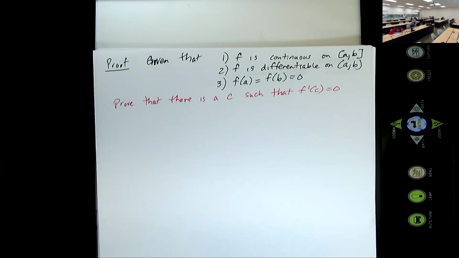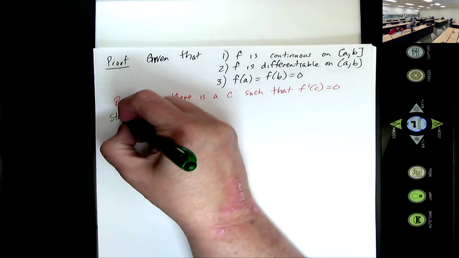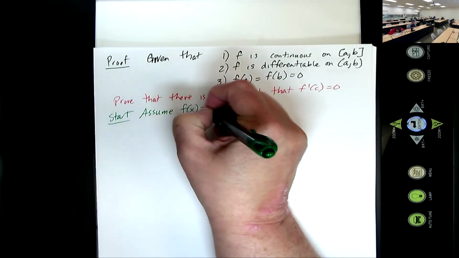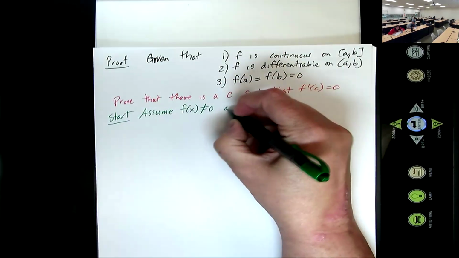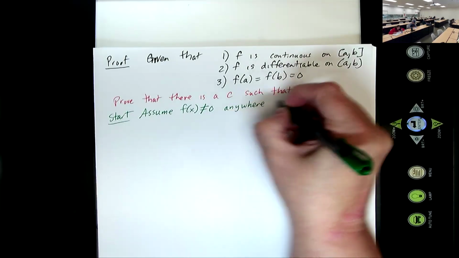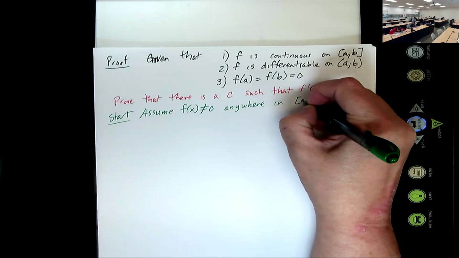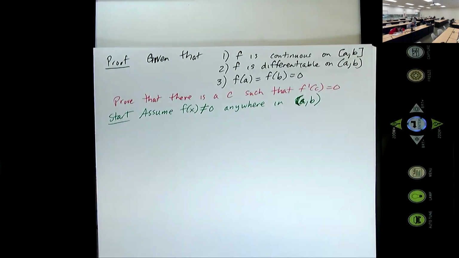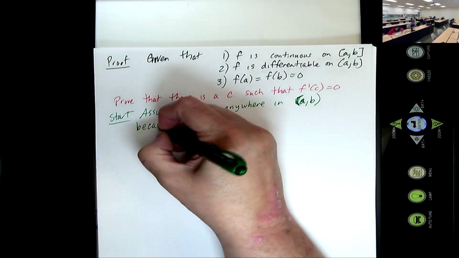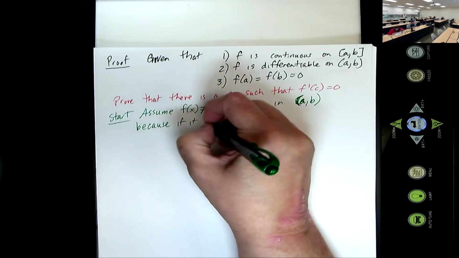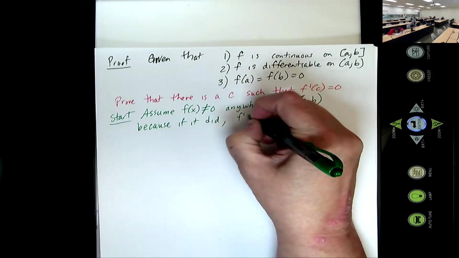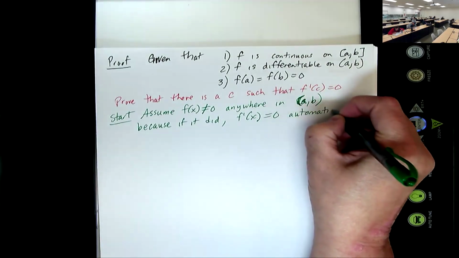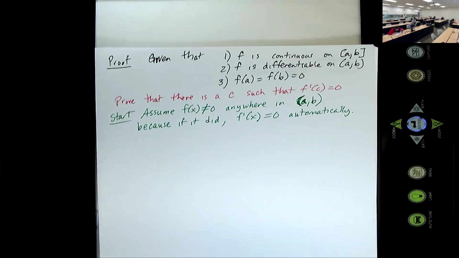Well, we are going to assume one thing. We'll start off by assuming f of x does not equal 0 anywhere in AB, well, the open interval AB, because if it did, we're already done. f prime of x is 0 automatically. The derivative of a constant is 0. So we're going to assume it's not constant.